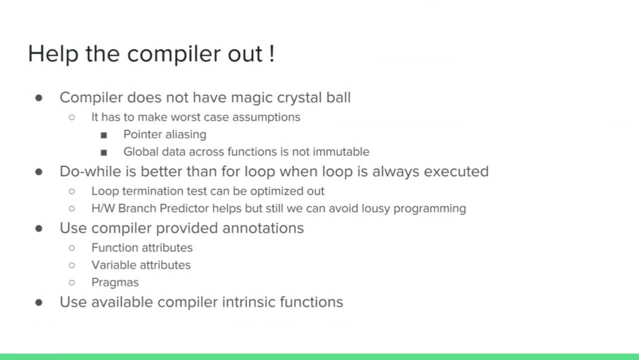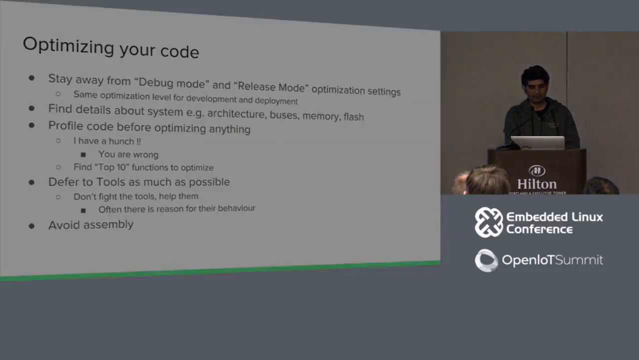And you can use the compiler provided annotations also to help the compiler: function attributes, variable attributes, pragmas. You can tell a lot about your code to the compiler to help it give you the best code. And there are intrinsic functions. You can use them for optimizing your code. Again, intrinsic functions are compiler specific, so watch out for those. Be mindful that a different compiler may have a different calling convention or stuff like that.